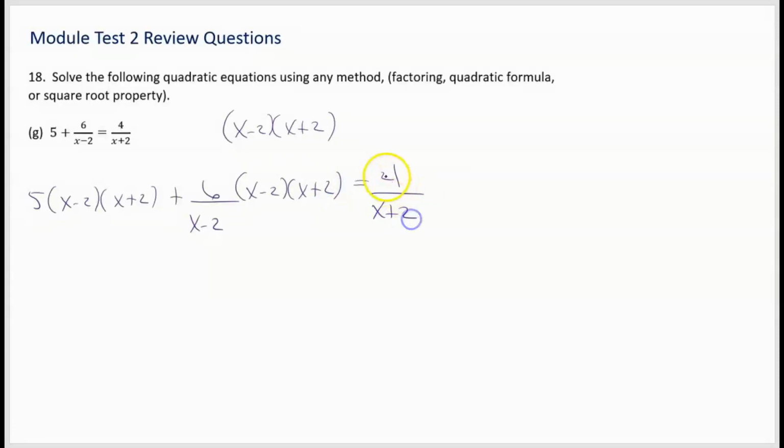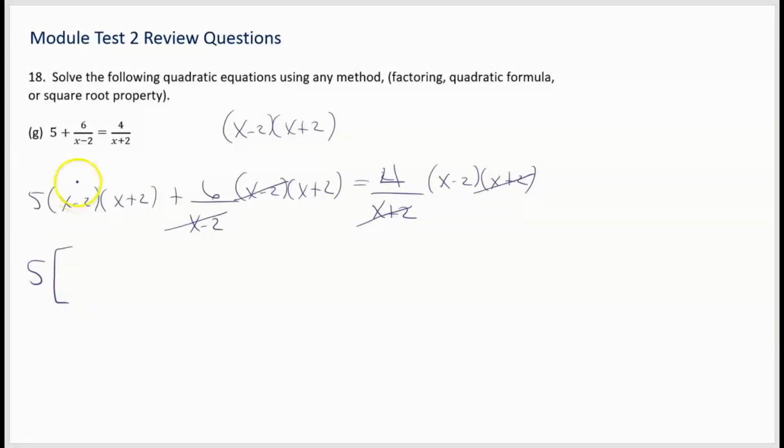Then I'm jumping on the other side of the equal sign and multiplying 4 over x plus 2 times x minus 2 times x plus 2. And what good does that do? Well, this x minus 2 cancels with that one. This x plus 2 cancels with that one. So now I have 5 times.